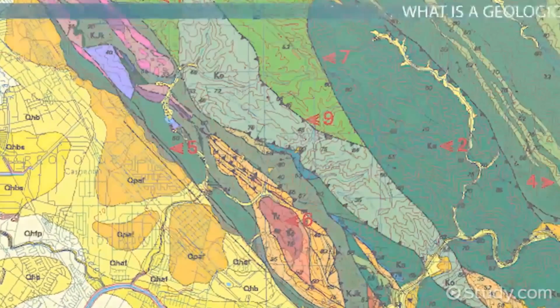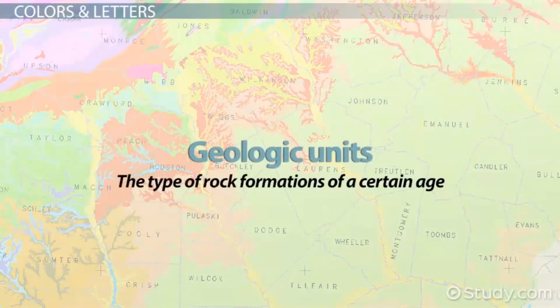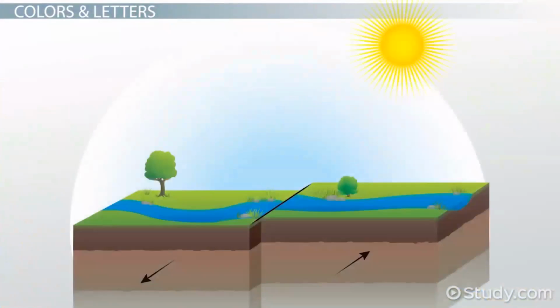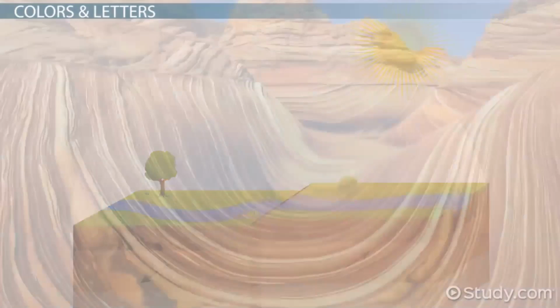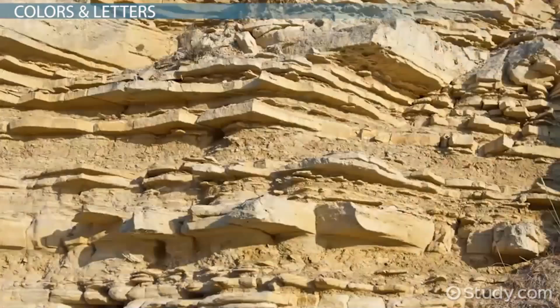One of the first things you'll probably notice about a geologic map is the many different colors. These colors represent the different geologic units, which are simply the type of rock formation of a certain age. As you may recall, younger rock sits on top of older rock because the older rock was laid down first and provided a place for the younger rock to call home. So not all rocks in our geologic map are going to be the same age, even if they are the same type, and both age and type are identified by the different colors.